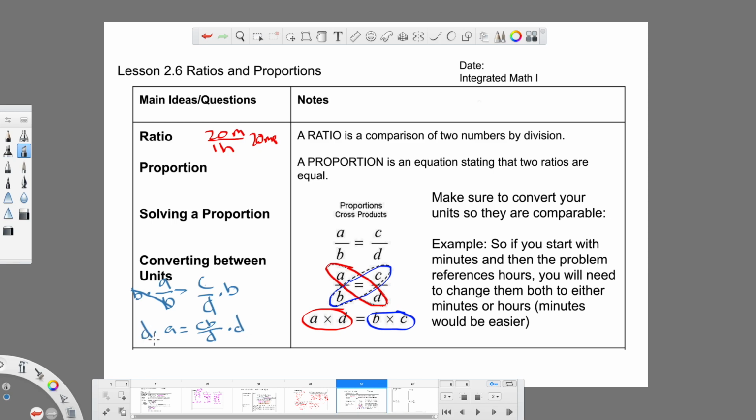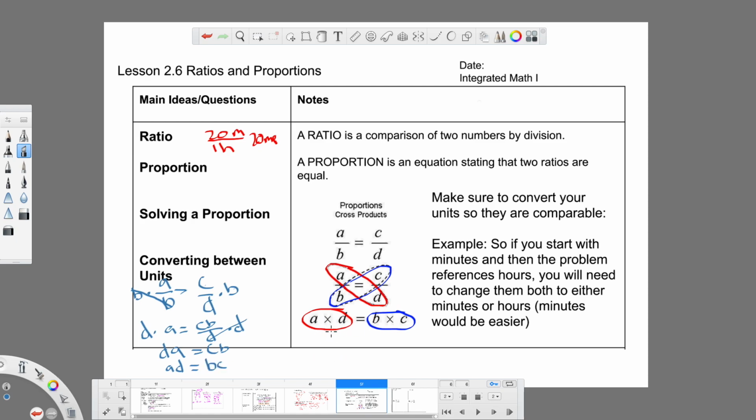So now I'd end up with dA, because we just multiply these together. D divided by D cancels, and I have CB. If I put them in alphabetical order, to make them a little nicer here, it goes AD equals BC, and look at that. It has the same order.